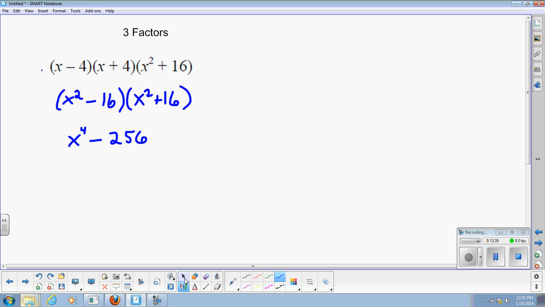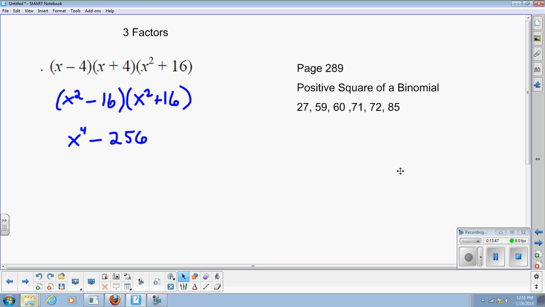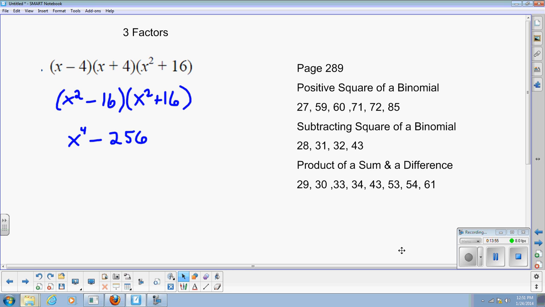So then the next question is, what do I want you to practice? I want you to practice for all 3 types. Now from page 289, for a positive square of a binomial, you're going to do these 6 problems, please. For a subtracting one, I want you to do these 4 problems. And then for the product of the sum and a difference, I want you to do these 8 problems. So take some time to stop the video or when it ends, but be sure that you write this down.